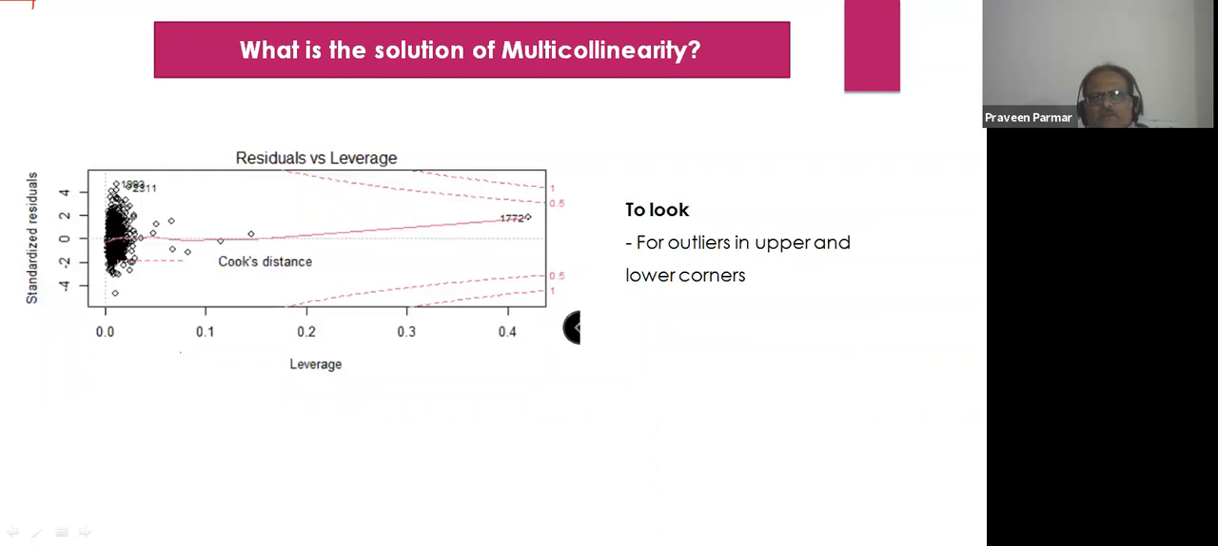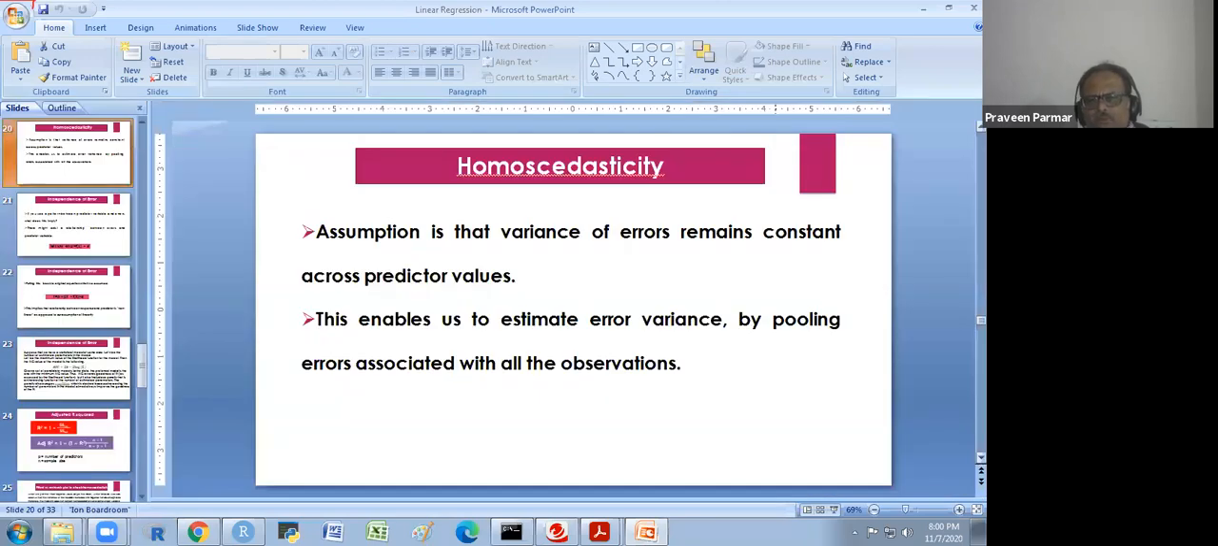And this is residuals versus leverage. For outliers, we look at the upper and lower corners. So upper and lower corners, we see the outliers. So this was all about the theoretical concepts, or you could read more about it on the internet.